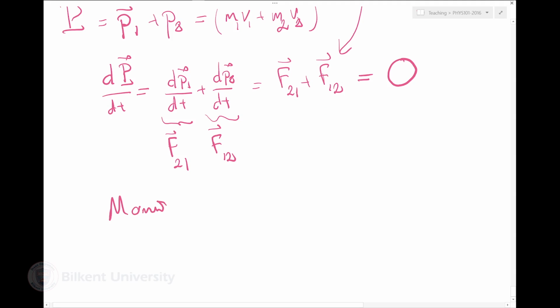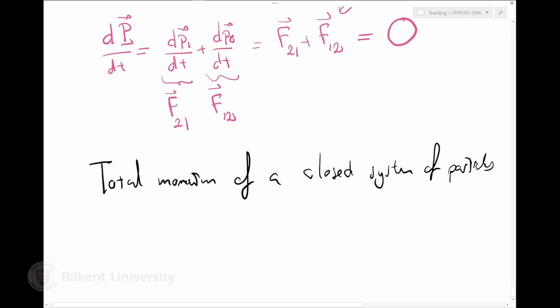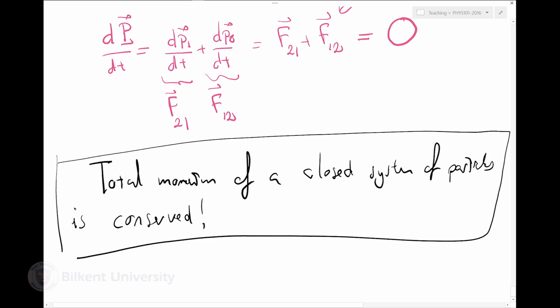Momentum, or maybe let me rewrite this in another color now. Total momentum of a closed system of particles is conserved. And what I meant by closed system was no net external force.